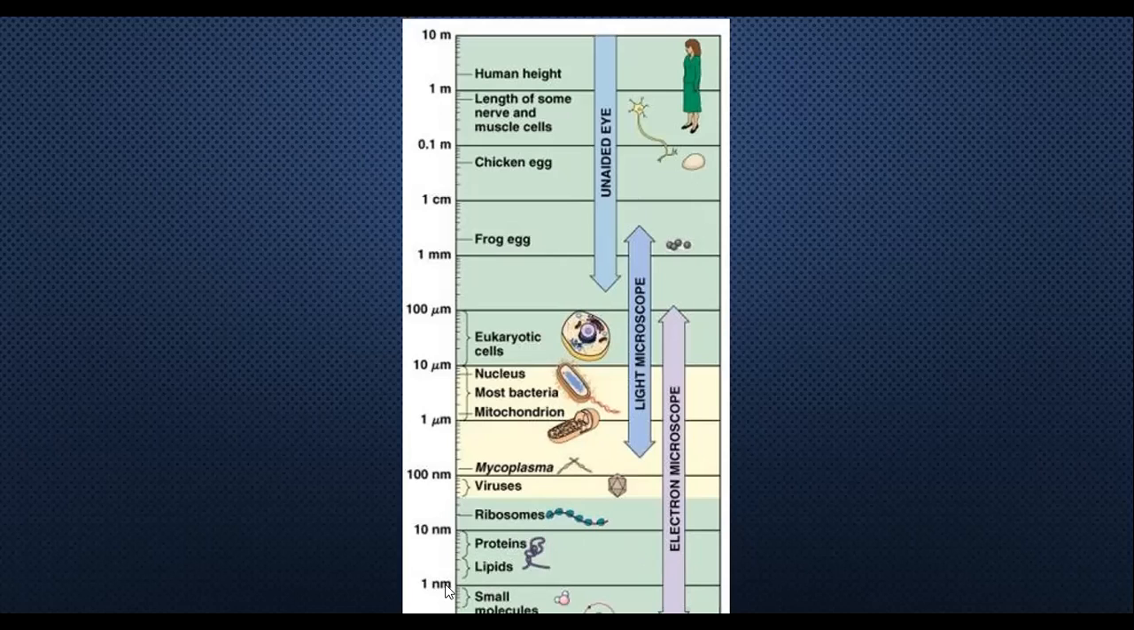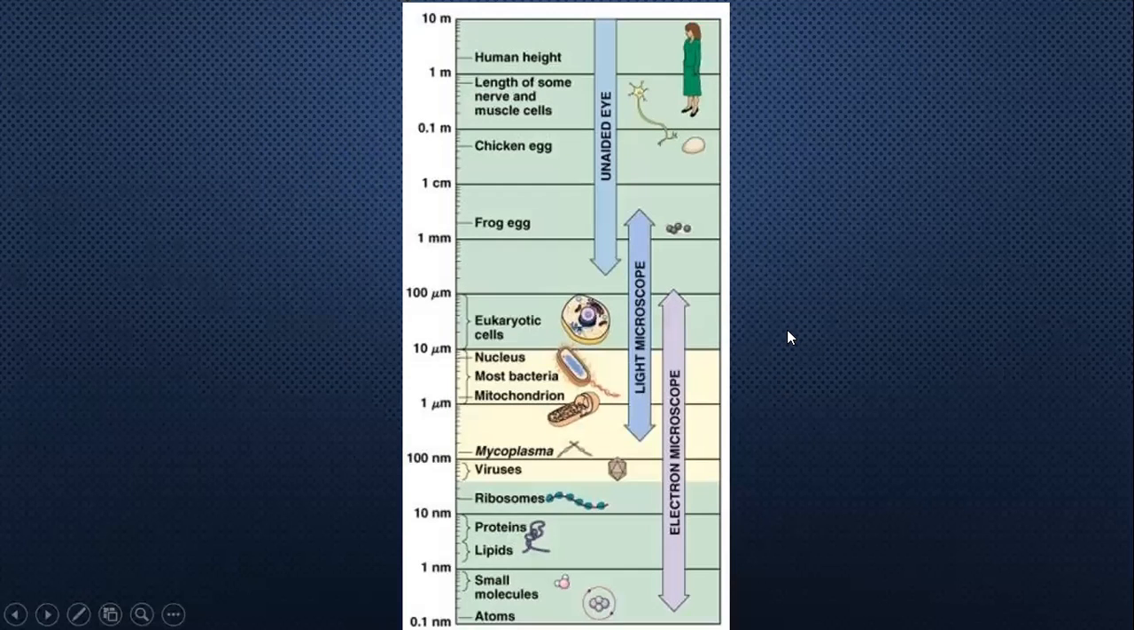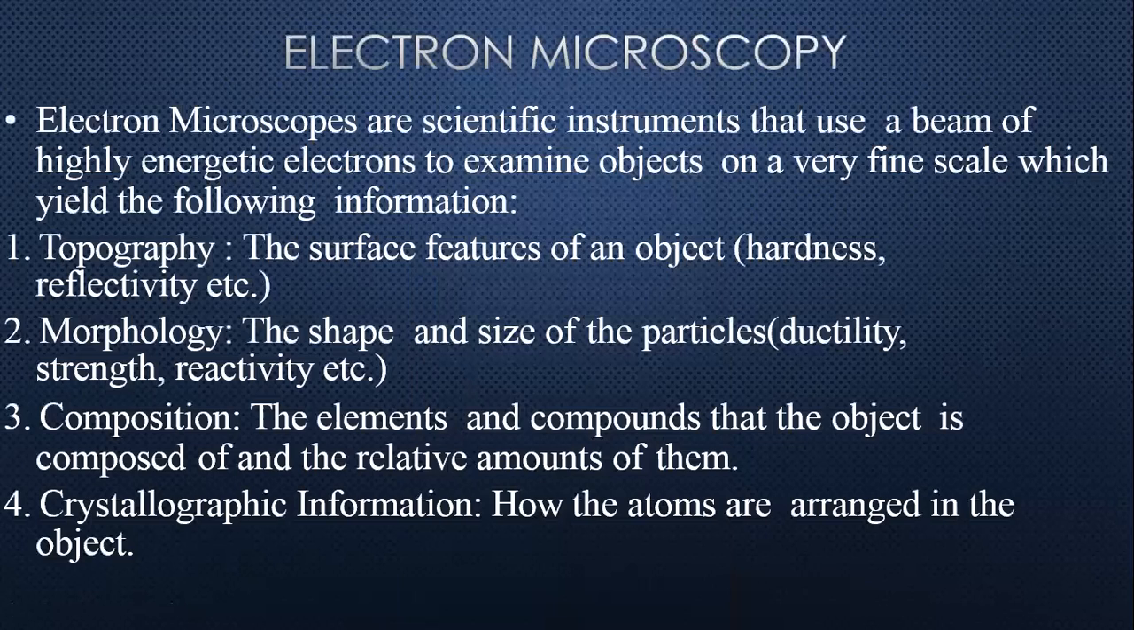Further, if we go down to the atom level, that is 0.1 nanometer to 1 nanometer, it includes the atoms of different substances and small molecules. So these can also be observed using the electron microscope. So these are the different characterization or microscopic methods that can be used for various purposes. Let us now discuss the electron microscope.